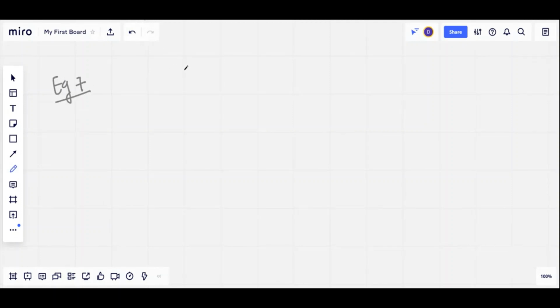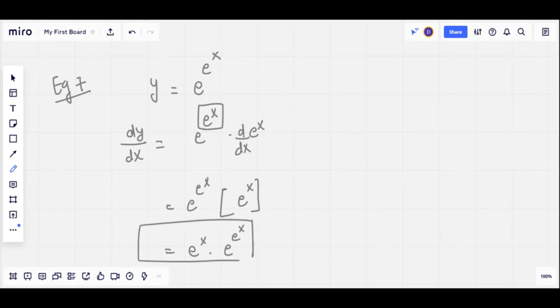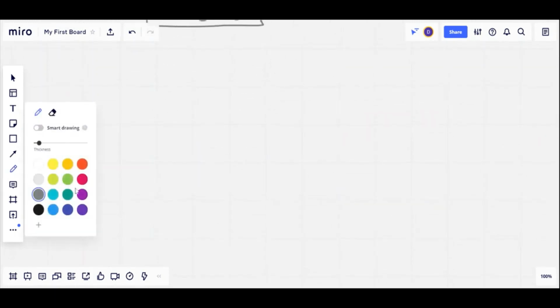This one says that y is e raised to the power e raised to the power x. This is interesting. So when we differentiate, the derivative of e raised to the power something is e raised to the power something times d over dx of power. Now the power is e raised to the power x. E raised to the power x is as it is. Differentiation of e raised to the power x is just e raised to the power x. So the final answer is e raised to the power x times e raised to the power x. So this is the final answer. Let's talk about the next one.